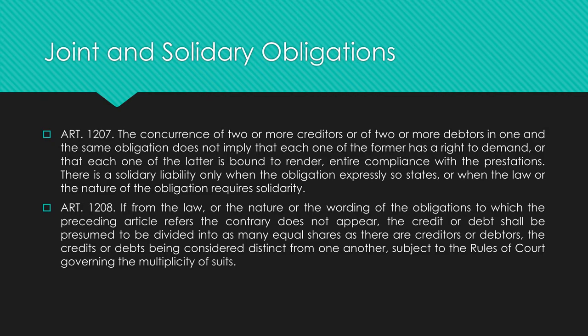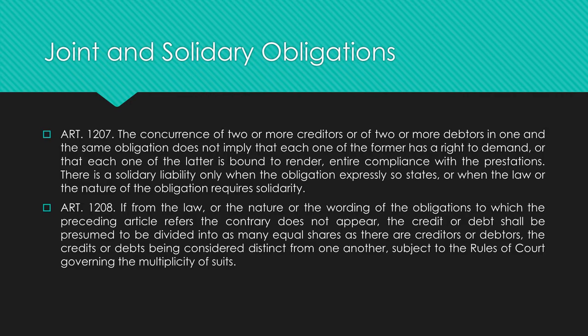That's what 1207 means. And then 1208: if from the law or the nature or the wording of the obligations to which the preceding article refers the contrary does not appear, the credit or debt shall be presumed to be divided into as many equal shares as there are creditors or debtors, the creditors or debtors being considered distinct from one another, subject to the rules of court governing the multiplicity of suits.